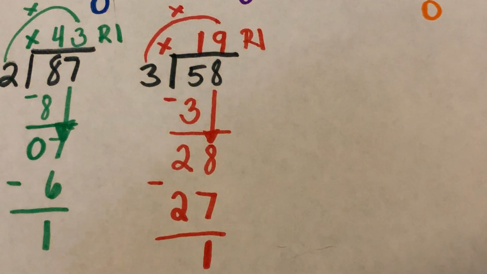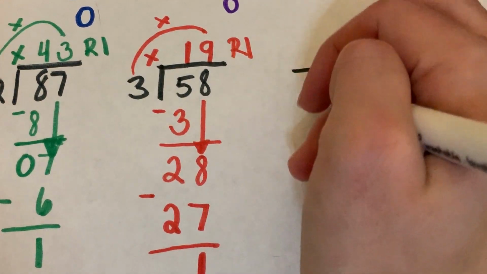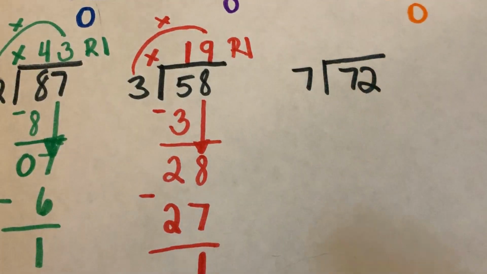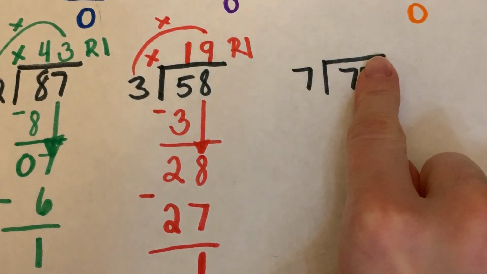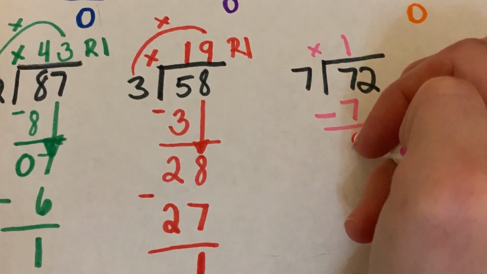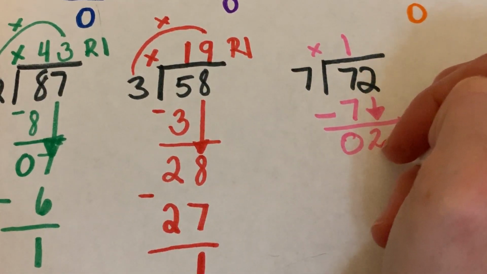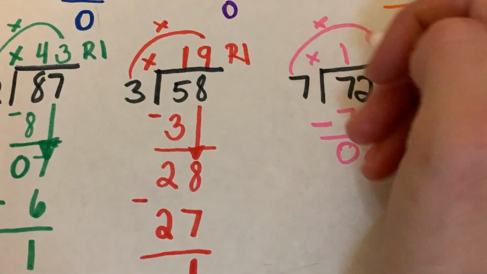All right, this next one, I am going to walk you through it just because it does have something a little funky in it. 72 divided by 7. So this one looks really easy at the forefront. 7 times what gives me 7? Well, 7 times 1. Subtract 7. I have 0. Bring down my 2. Uh-oh. I can't do 7 times anything and get 2. Even 7 times 1 is too big. But I can do 7 times 0.